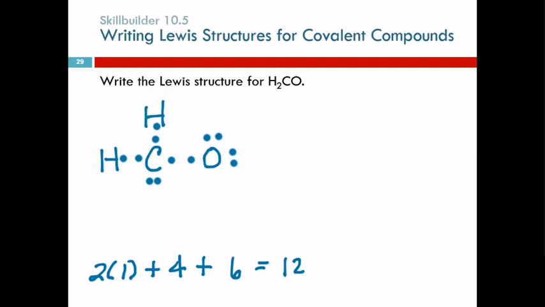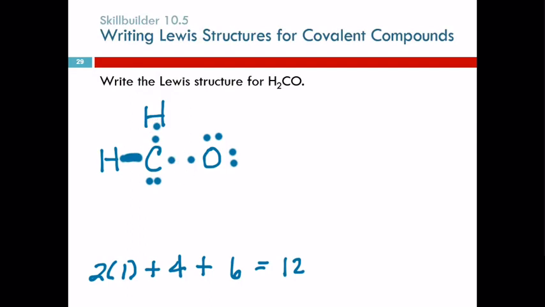You have a question? Doesn't carbon only need four electrons? Well, carbon wants to get eight electrons. So remember, when we're counting here, we're not counting just 1, 2, 3, 4, 5. We're counting these as well, because these are the bonds.